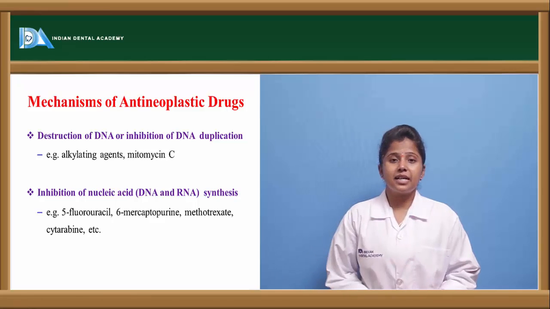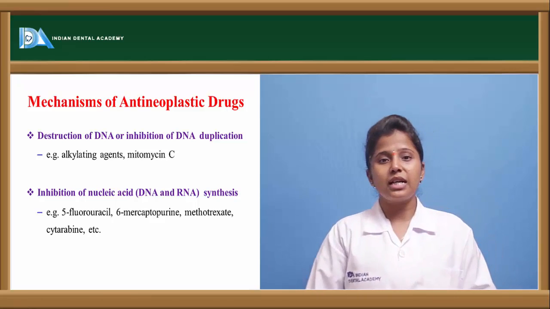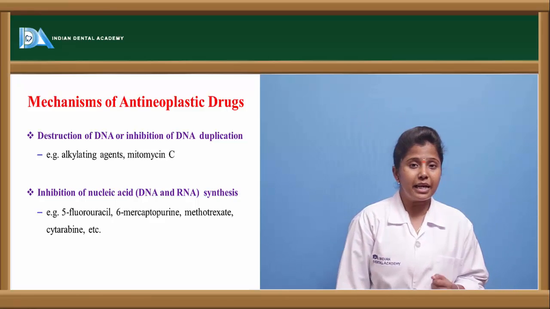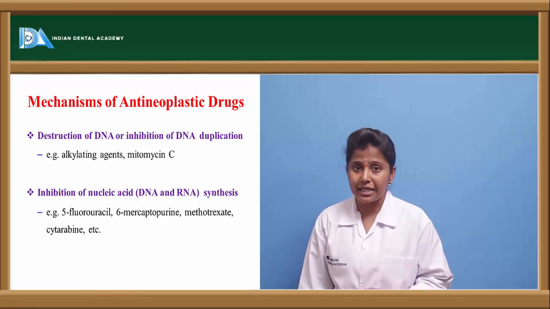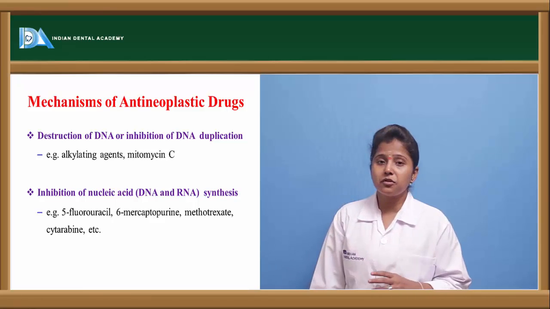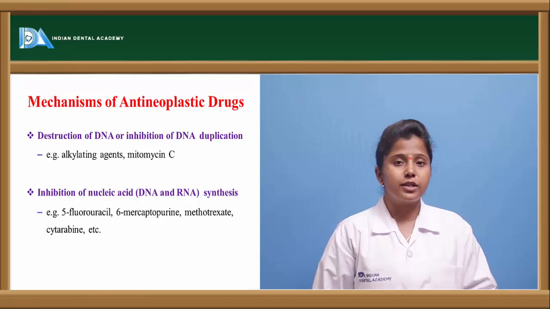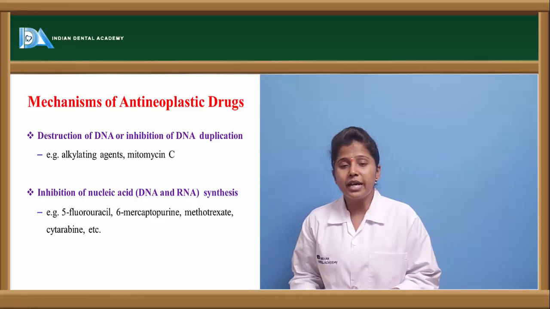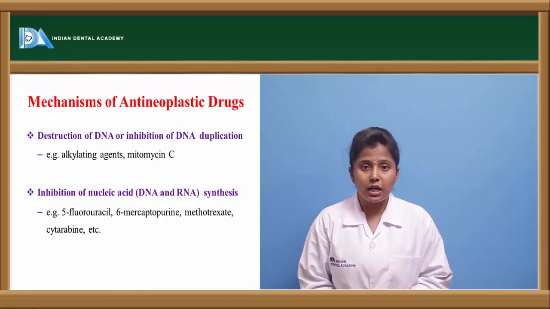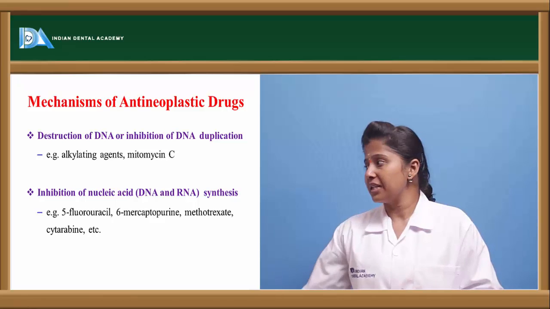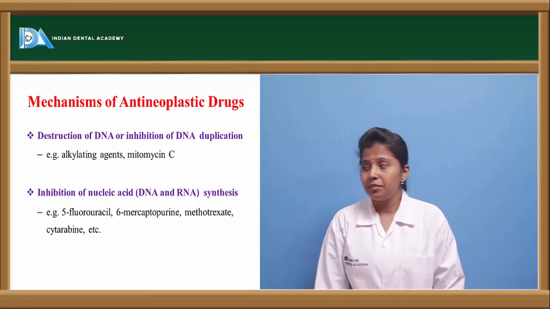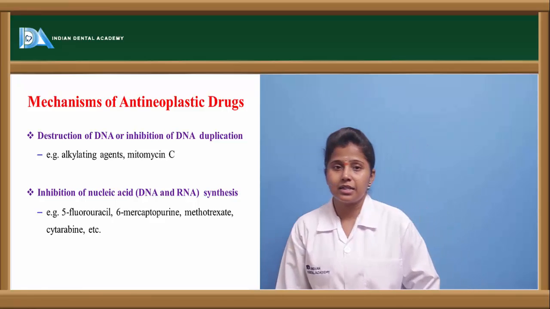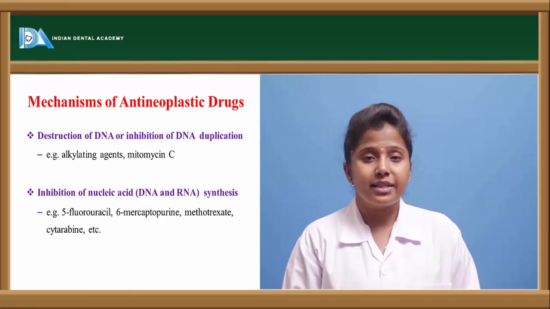Now let us see the mechanism of these drugs. What are the generalized mechanisms of these anti-cancer drugs? There are various mechanisms by which these drugs act. One of the mechanisms is destruction of DNA or inhibition of DNA duplication. In a cell, the DNA will replicate or duplicate in order to form a new cell. This process is inhibited by drugs like alkylating agents and mitomycin C. The other mechanism is inhibition of nucleic acid synthesis. There are various nucleic acids in the DNA and RNA.